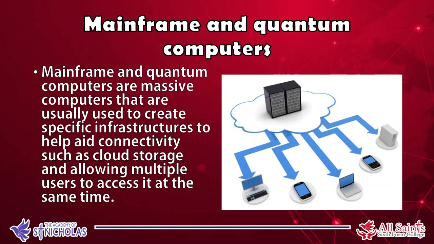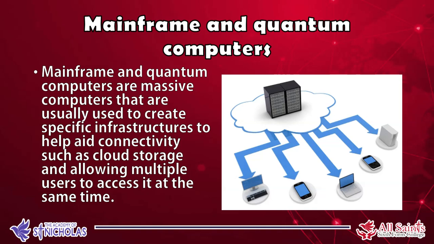Mainframe and quantum computers. Now these are big main computers. These are infrastructure computers that basically give us connectivity everywhere. A prime example is, we talked before about cloud storage. Cloud storage is normally stored inside quantum computers and mainframe computers. These would be big server rooms that enable us to connect to them at the same time. If one computer goes down, there will be another one there to kick in, so there's no downtime at all. That makes sure it is reliable.